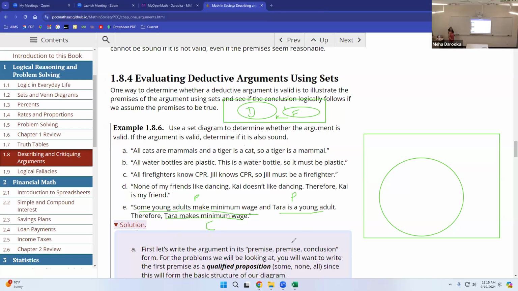All right, so what does our Venn diagram look like here? And what would those two circles represent? And Tara again is the dot, right? Where we put Tara at. So Tara is not a circle. Tara?